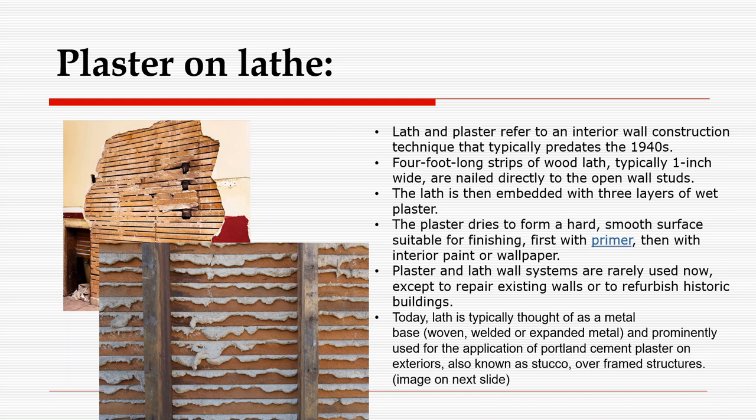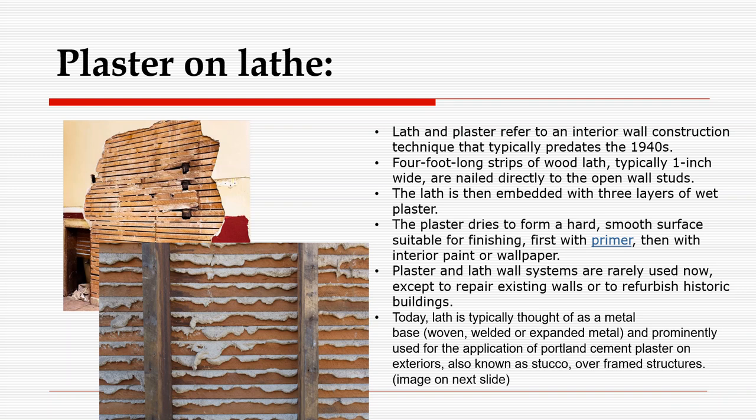Nowadays, lathe is found in a different fashion. Typically, it's a woven or welded or expanded metal mesh, and it's predominantly used for applications of Portland cement or plaster, stucco, that type of thing. So essentially, instead of using your lathe wood, you're using a lathe fabric or a lathe metal woven screen or net. You put that over your studs, and then you apply some sort of plaster or cement or stucco.